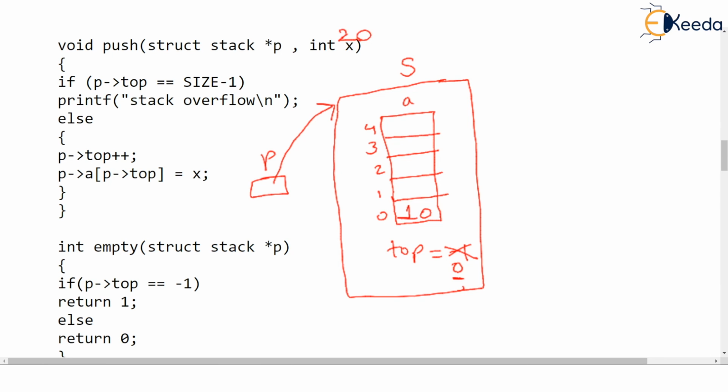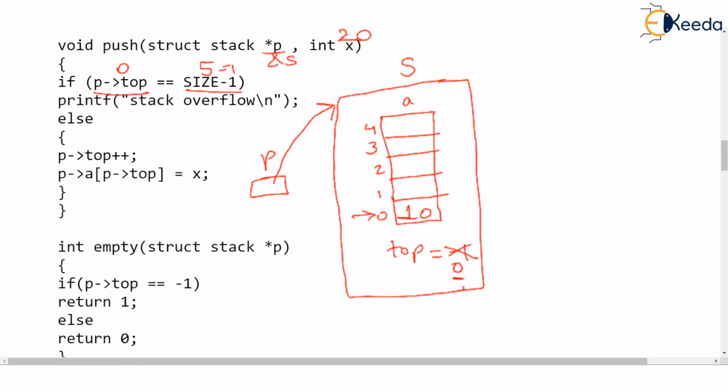So again, P is storing the address of S, correct? Now let's ask, is there any room in the stack? What is P->top now? Be careful, P->top is 0, correct? Because the 0th element here I am marking as the topmost, 10 is the topmost. Is it equal to size - 1, which is 5 minus 1? No, it isn't. So there is a lot of room in the stack.